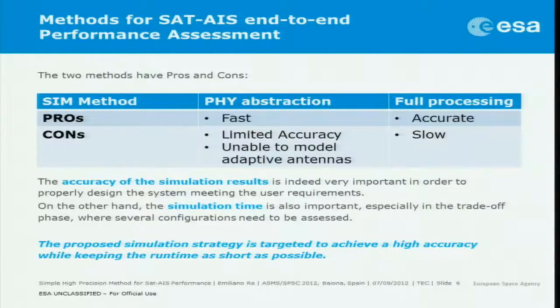On the other hand, the full processing approach is very accurate, and actually it's the most accurate you could think of when you have to do a simulation, because you go through the whole chain. Then indeed the accuracy depends on your models, but still it's the best approach you can use in terms of accuracy, but it's extremely slow. So what we were trying to achieve in this work was to find a method which was at the same time fast and accurate enough for carrying out this characterization.